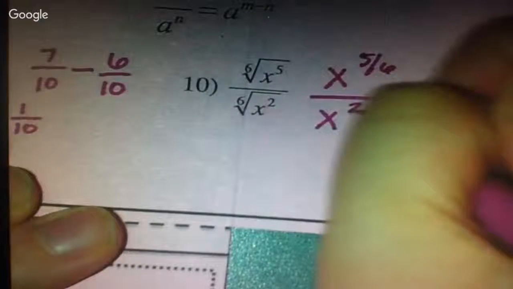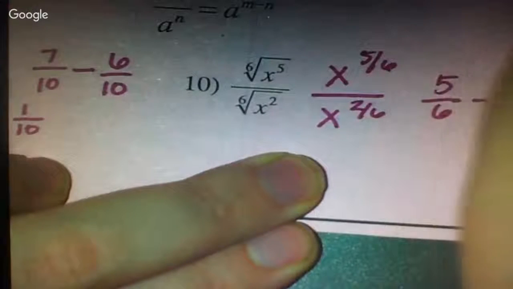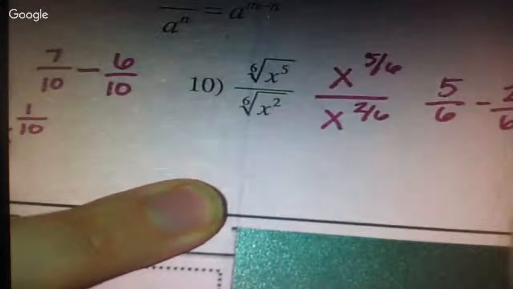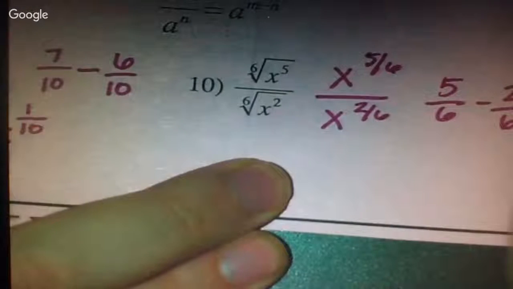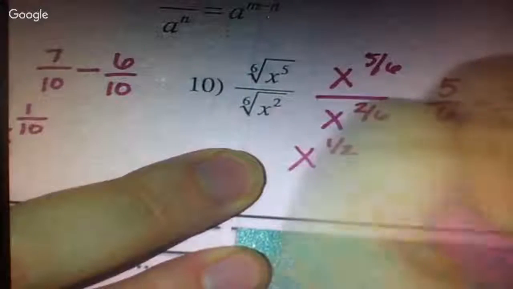Number 10. This top part is x to the what? 5 over 6. In the bottom, we have x to the 2 over 6. So we take 5/6 minus 2/6, 3/6, which is 1/2. So this is x to the 1/2.